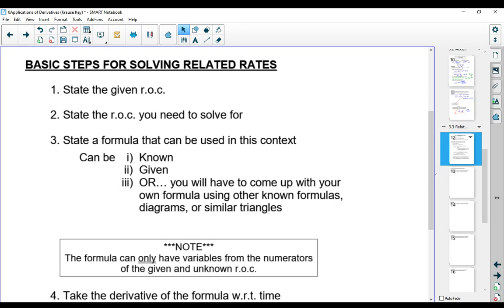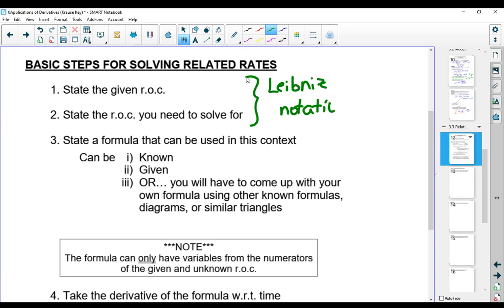So when we get into solving related rate problems, the first thing you're going to do is read through the problem and figure out what you're given and what you're looking for. And so you're going to state the given rate of change, and you're going to state the rate of change that you're looking for. And because we're going to be using implicit differentiation throughout, you want to make sure you're using Leibniz notation. So that's like your dr/dt, dx/dt, and so on.